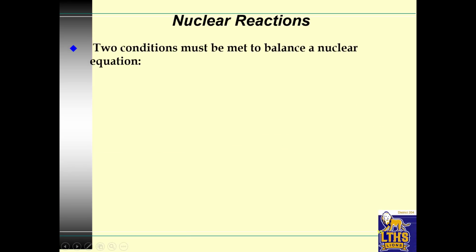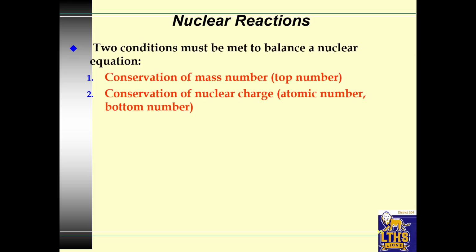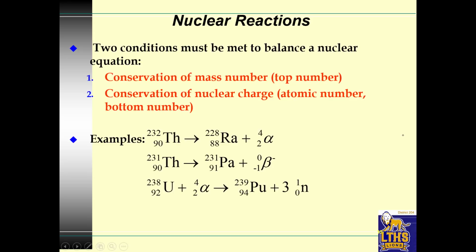Nuclear reactions. 2 conditions must be met to balance a nuclear equation, and I talked about it already. Conservation of the mass number, that's the top number. Conservation of nuclear charge, that's the atomic number, that's the bottom number. Remember, the tops have to be equal. The bottoms have to be equal. So here again, 232 is 228 plus 4. 90 equals 88 plus 2. And these are balanced. This is a yield sign.